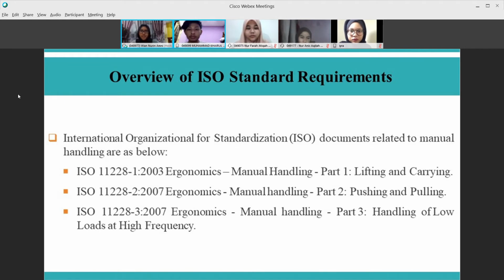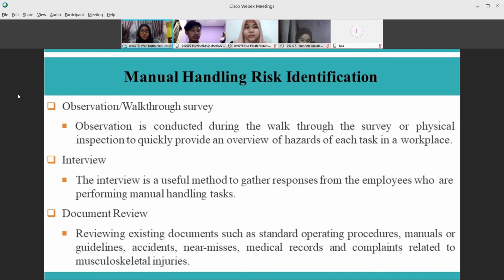Next is ISO standard requirements. The ISO standard, the International Organization for Standardization, is the document related to manual handling. So there is identification of manual handling. This identification of manual handling is observation, interview, and document review.